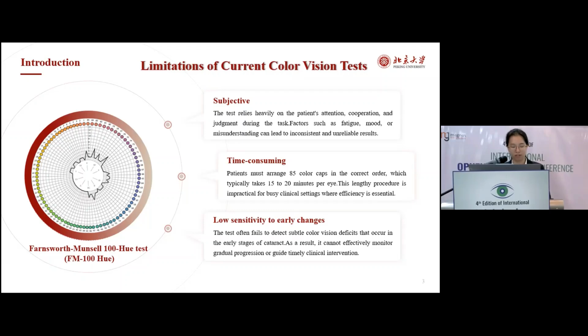And third, it does not account for lighting conditions. The task is typically performed under standard illumination, yet patients experience color in a wide range of lighting environments, from bright daylight to dim indoor lighting. Therefore, there is a clear need for a more objective, repeatable, and fast clinical assessment tool that can capture color discrimination under realistic lighting conditions.